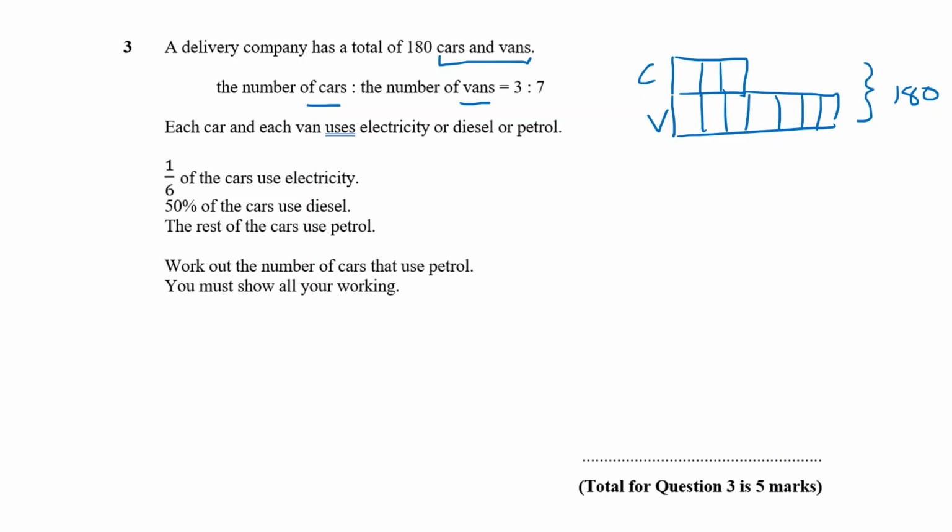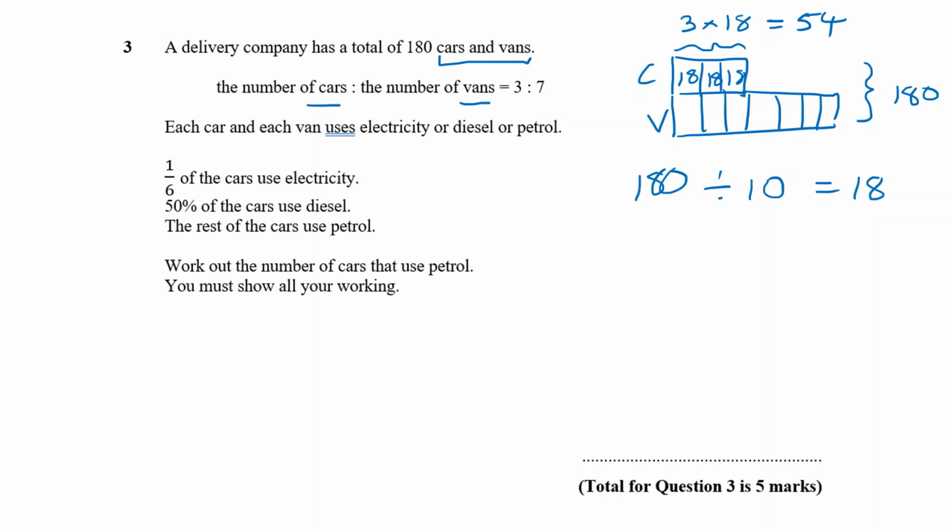So 180 vehicles in total, 10 parts in total, which means that it's 18 vehicles per part. And because I'm interested in the cars, I'm just going to fill in the cars here. So you can see here we have 3 lots of 18 vehicles that are cars, and that multiplication gets to 54. So we have 54 cars.